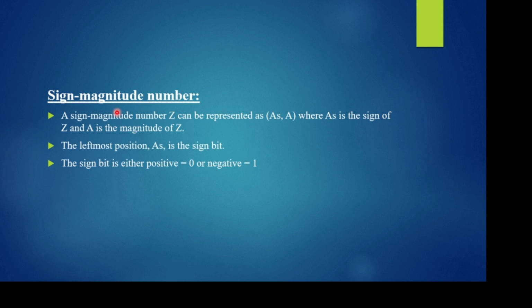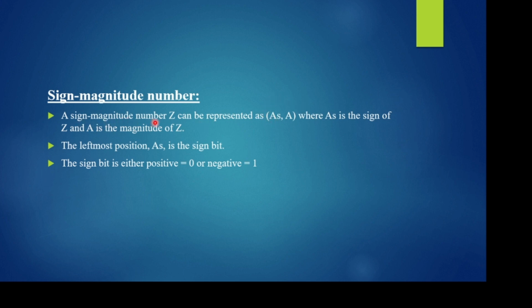For sign magnitude numbers, we are saving the number in a register called the accumulator register, and the sign bit will be stored in the AS bit position.